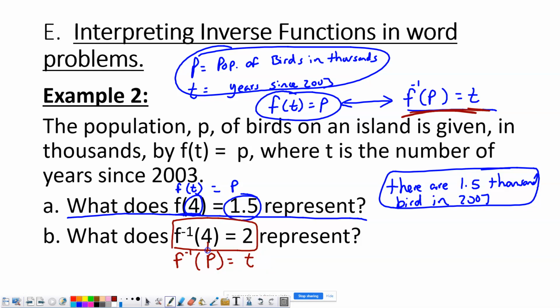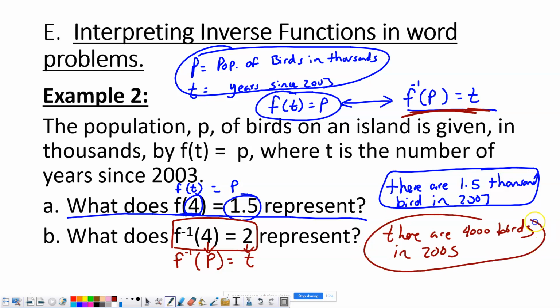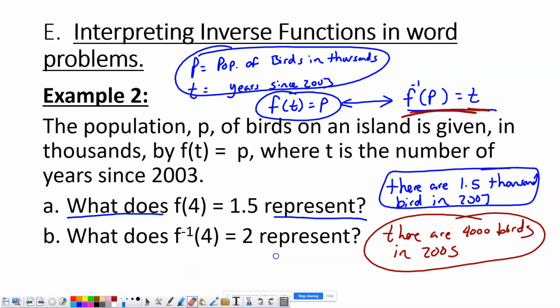So in this case, we have 4,000 birds 2 years after 2003. So this one is saying that there are 4,000 birds 2 years after 2003, which is 2005. Okay, so what I'm trying to get you to do is to understand, when you look at a statement like this, what the input and output mean. Up here, for f, the input is time, the output is birds. But for f inverse, the input is birds, the output is time.